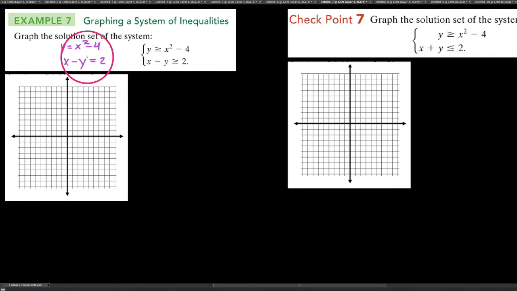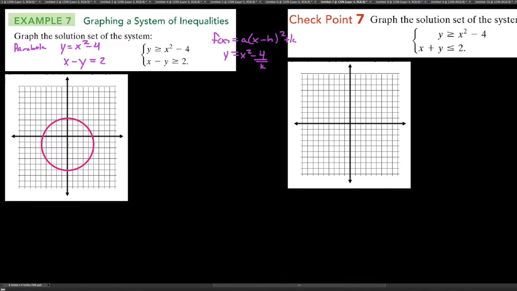With respect to both of these, I noticed that the first one, y equals x squared minus 4, is a graph of a parabola. Remember that with graphs of parabolas in vertex form, y equals a(x minus h) squared plus k, we can see that in y equals x squared minus 4, the 4 is our k value. So really this is the graph of y equals x squared shifted down 4. Let's go ahead and start there.